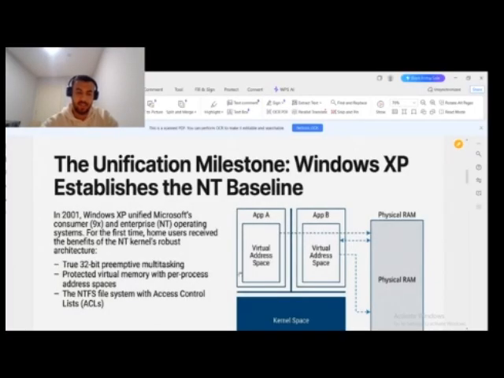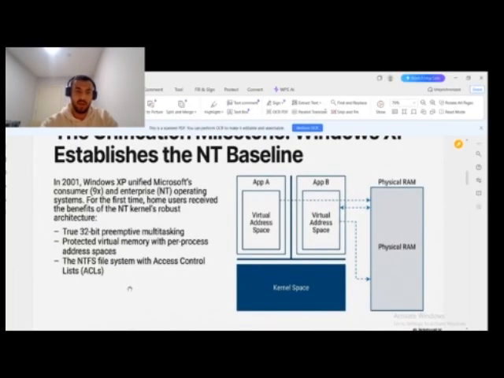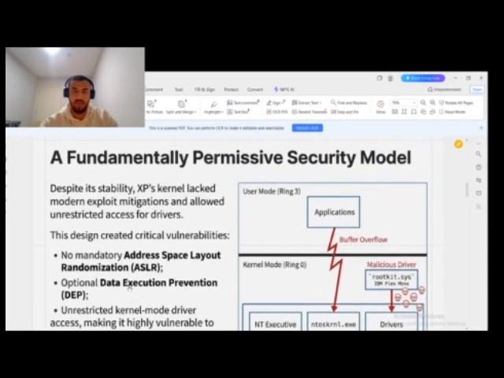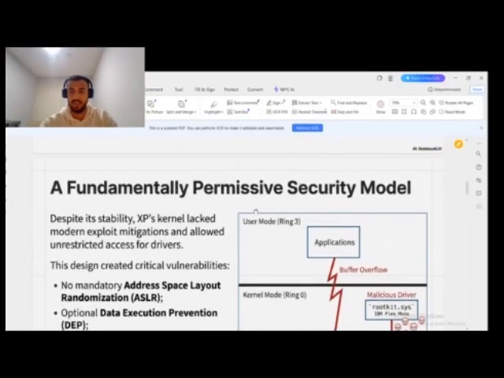XP provided architectural benefits through 32-bit preemptive multitasking and protected virtual memory with per-process address spaces, and the NTFS file system with access control lists, ACLs. We have a fundamentally permissive security model, user mode and kernel mode.